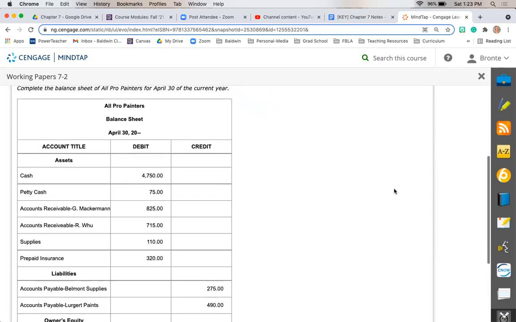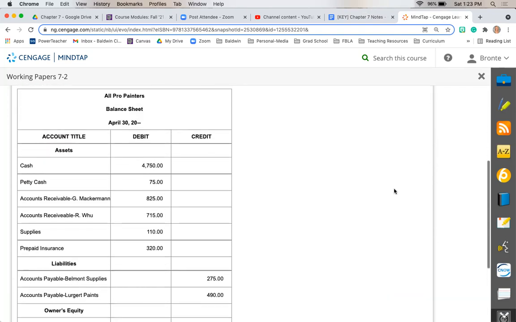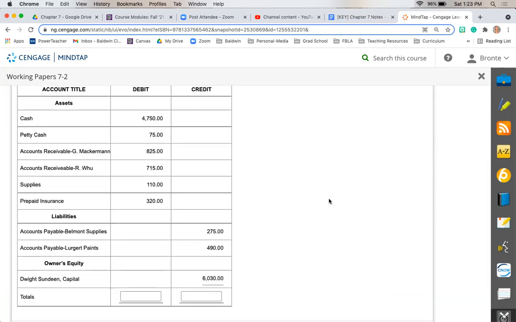All right, final step is just proving that our debits equal our credits here. So all of our assets equal the liabilities plus owner's equity, which is our accounting equation. If I add up all my assets, I get 6,795. And if I add up my two liability accounts and my capital account, I also get 6,795.